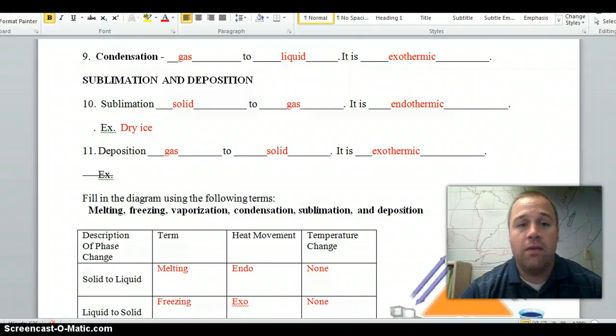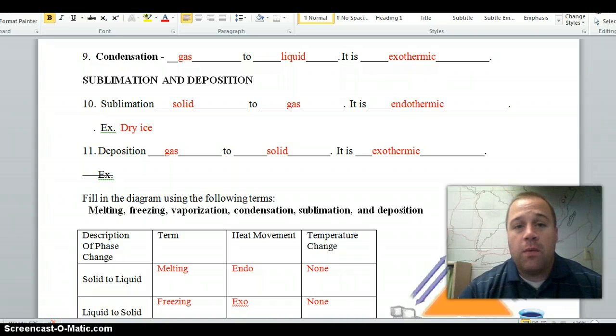Condensation is the opposite of vaporization. It goes from a gas to a liquid. It's exothermic because you have to give energy off to slow down the molecules to go from a gas to a liquid. In sublimation, you're going from a solid to a gas. It's endothermic. Again, solids are very ordered, gases are not, so you have to take in energy to become less ordered. Example of this is dry ice that we played with in the lab.